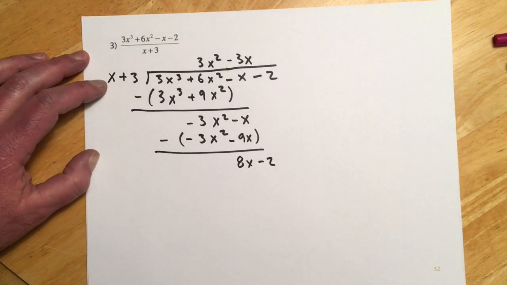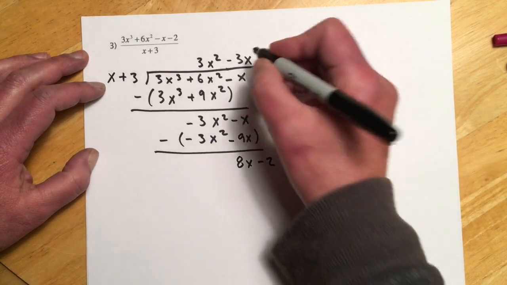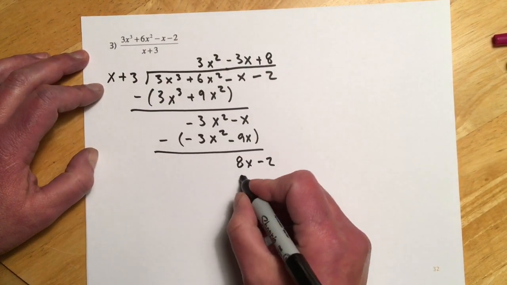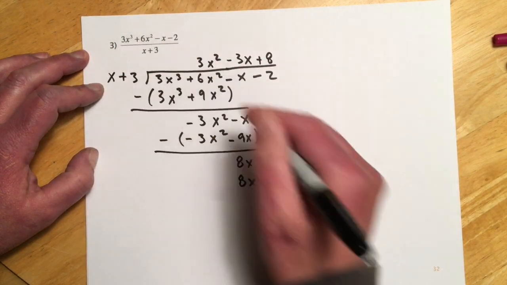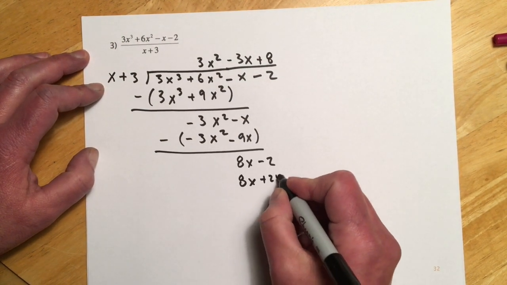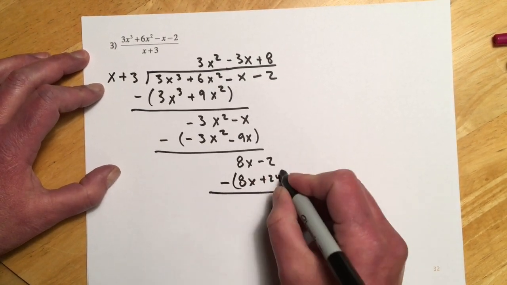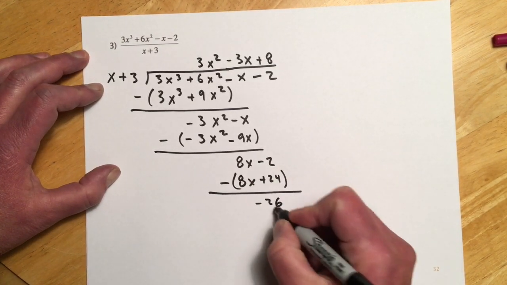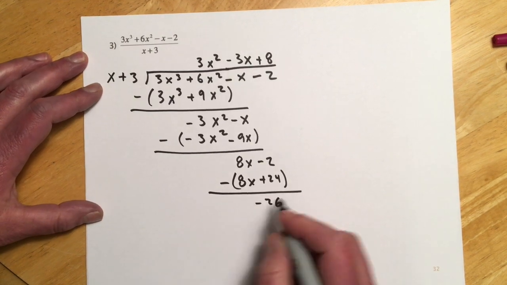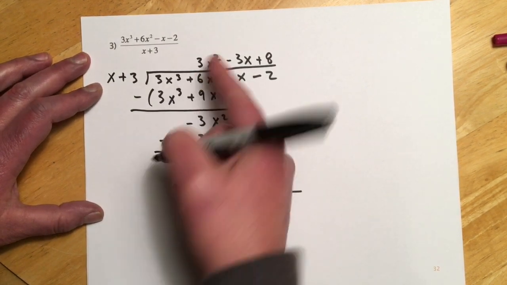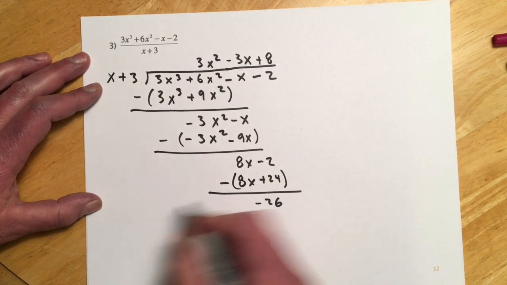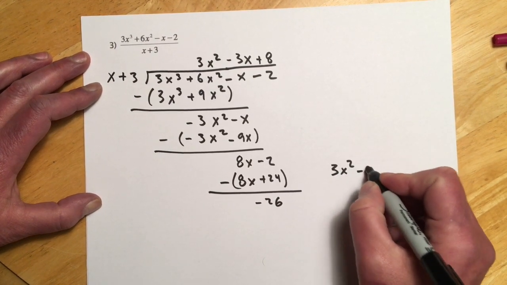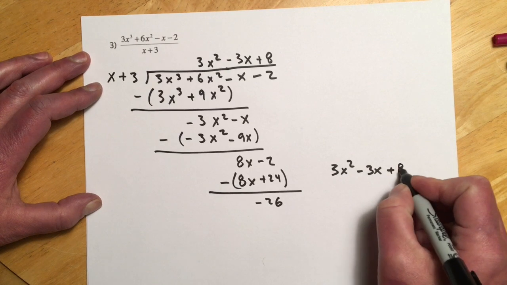And then what do I multiply x by to make it 8x? It would be 8. So plus 8 right there. 8 times x, 8x. 8 times 3 would give us 24. And then negative 2 minus 24 will be negative 26. So my answer is going to be right up here. I think I will go right here with it: 3x squared minus 3x plus 8.